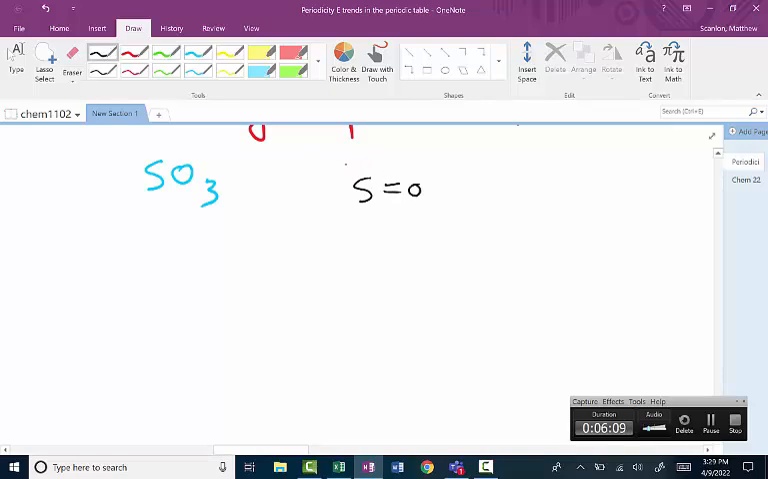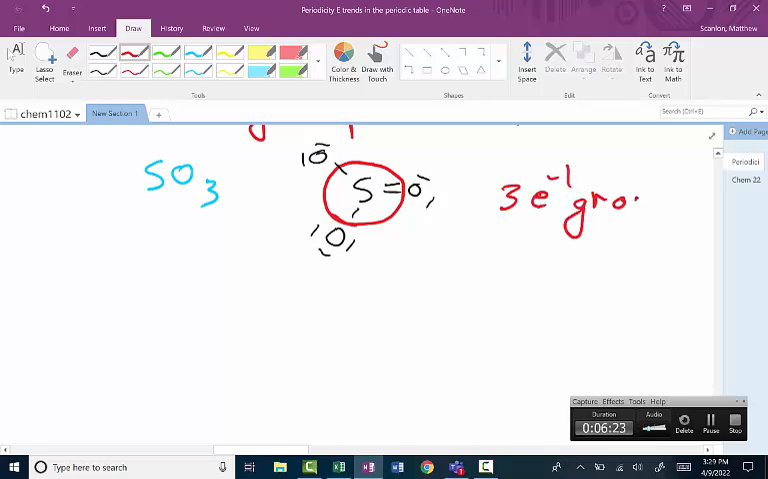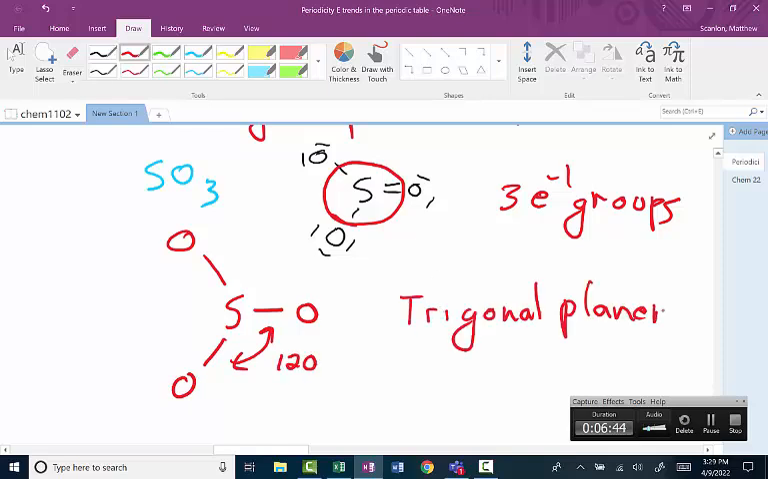Double bond O, bond O, bond O, and this time I'll put my electron pairs on here. I don't care about them. I only care about what's around the sulfur. I have three electron groups, and three gets as far away from itself as it can, so the shape will look like that, and the bond angle will be 120 degrees. We would call this trigonal planar, with a bond angle of 120 degrees.